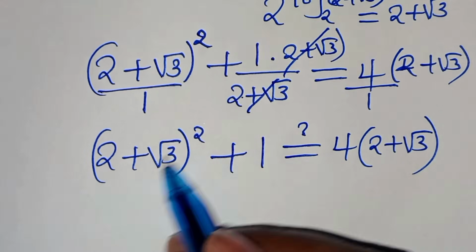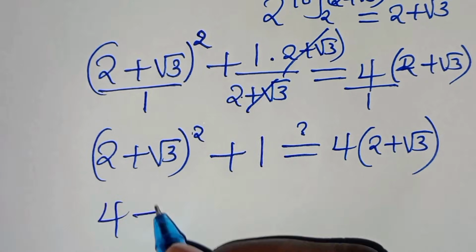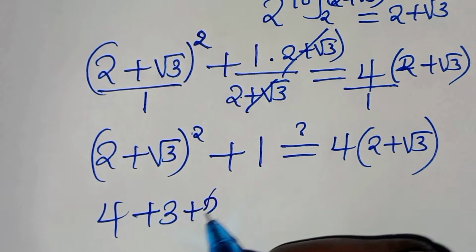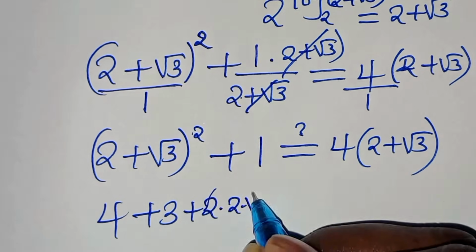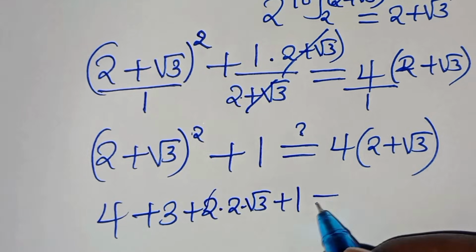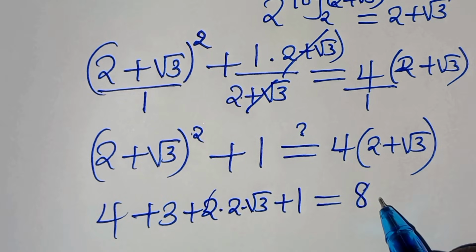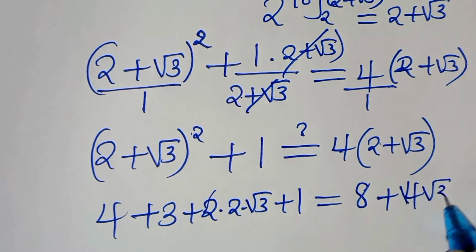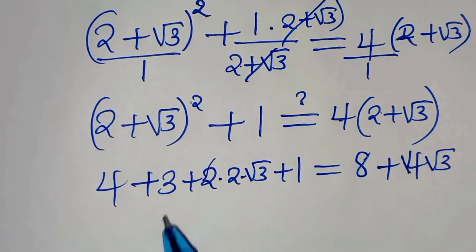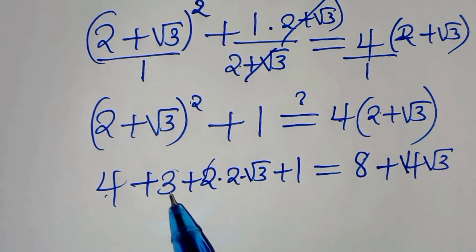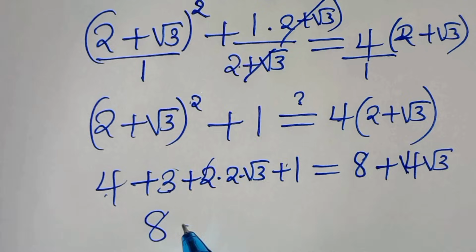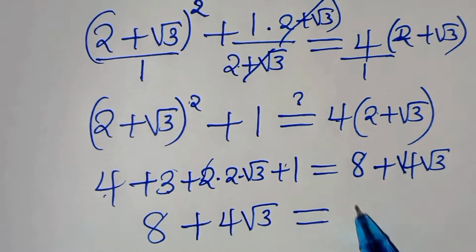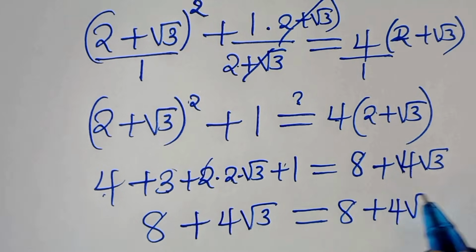Now, let's expand this. This is 2 squared, which is 4, plus square root of 3 to the power of 2. This is 3. Then plus 2 times 2 times square root of 3. Then plus 1. This is equal to 4 times 2. This is 8. Then plus 4 times square root of 3. This becomes 4 root 3. So 4 plus 3, this is equal to 7. 7 plus 1, this is 8. Then plus 2 times 2, this is 4 root 3, and this is equal to 8 plus 4 root 3.